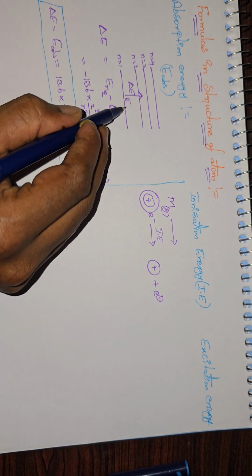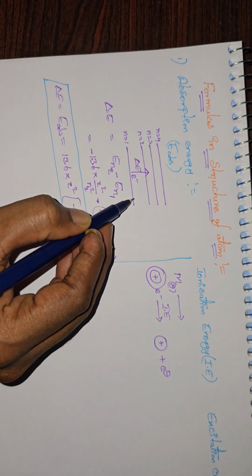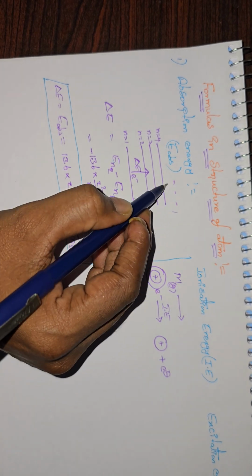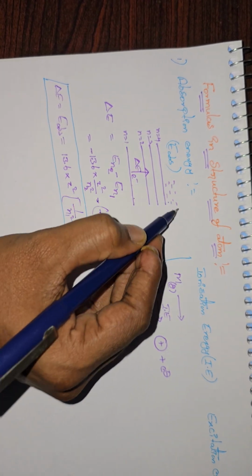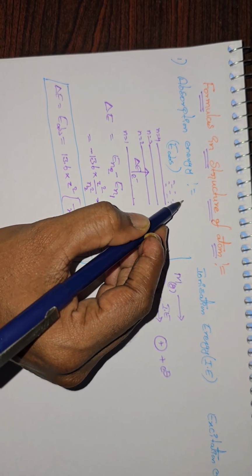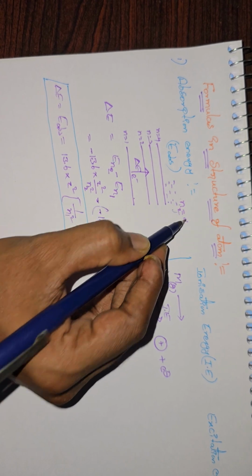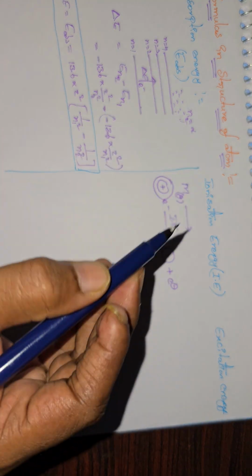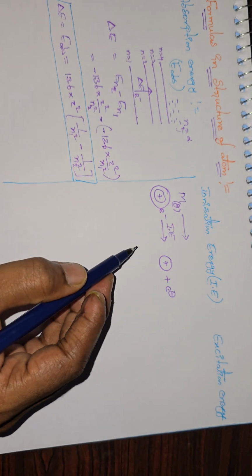For example, here the electron is present in the ground state. The electron is completely removed, which means it is present at the infinite state. The n2 value is the infinite state. So n1 is the ground state, and n2 is the infinite state in the ionization energy case.